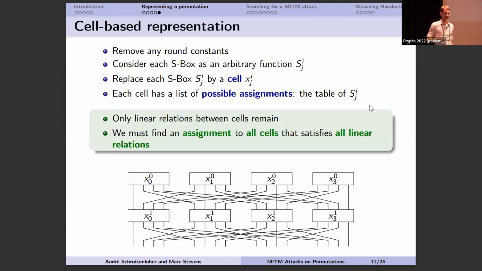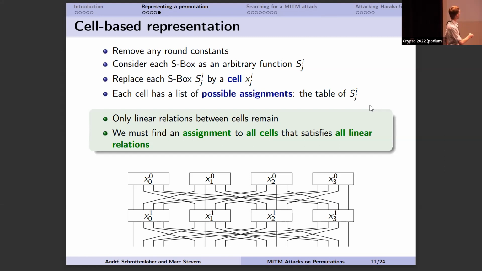OK, so now we get to the abstract representation of this SPN permutation. First of all, if there are round constants, and there are usually round constants, we just remove them. We don't care about that. The S boxes, of course, are still here. They could be arbitrary functions. We also don't really care. And instead of writing the round function, we're just going to replace each S box by this cell here. And we're going to say that each cell is basically a small list which corresponds to the possible values that this S box can take.